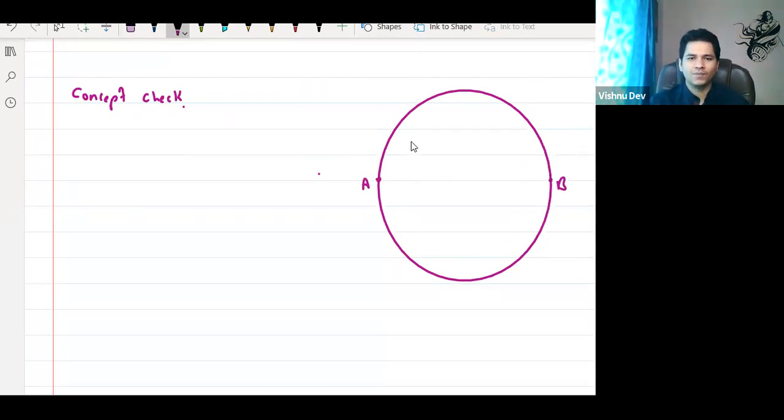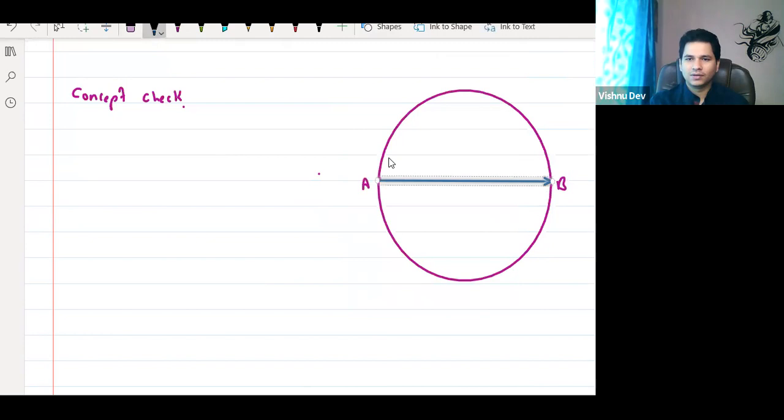Right? Tell me. Okay. So you don't have to calculate. Don't worry, you don't have to calculate over here. I'm just asking what happens. So this is the diameter. From A to B is the diameter.